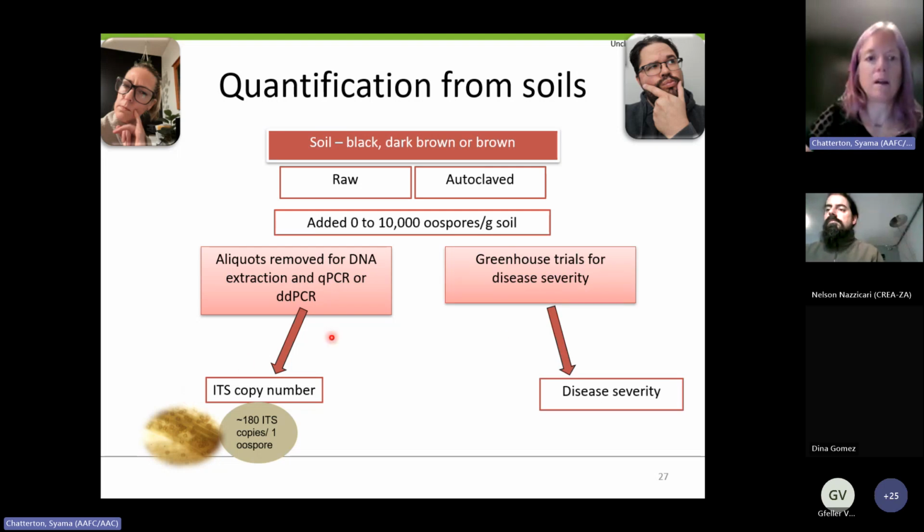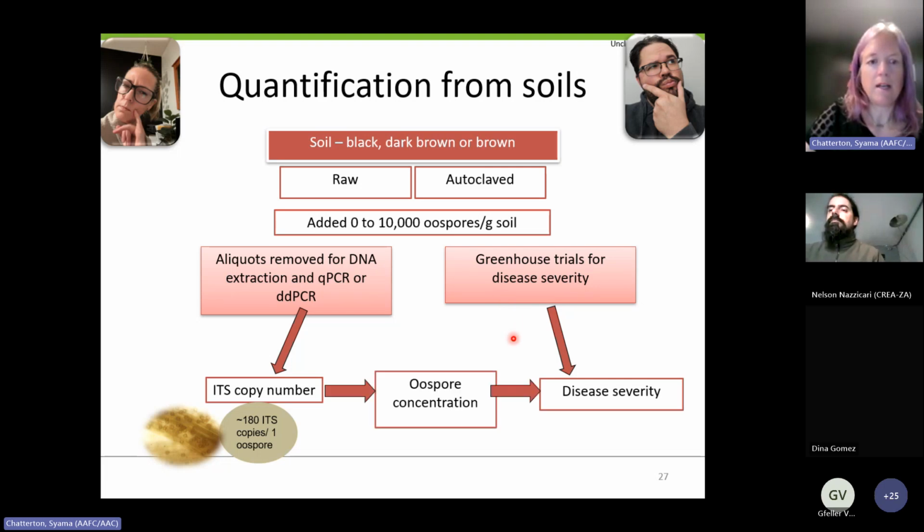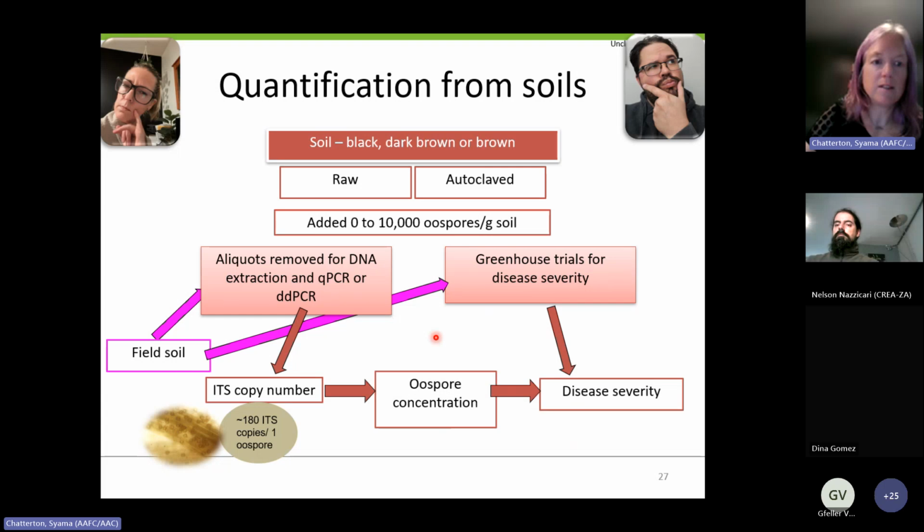And then along with those soils, we also did greenhouse trials for disease severity. The idea was to relate our ITS copy numbers to the oospore concentration, which we have related to disease severity, to see how well we could actually quantify oospores in the soil, and also to see how soil type and soil texture affect that relationship between oospore concentration and disease severity. So this was a greenhouse study, and then on top of that, we wanted to say, well, if we have field soils and we do the exact same thing, what are the results there?